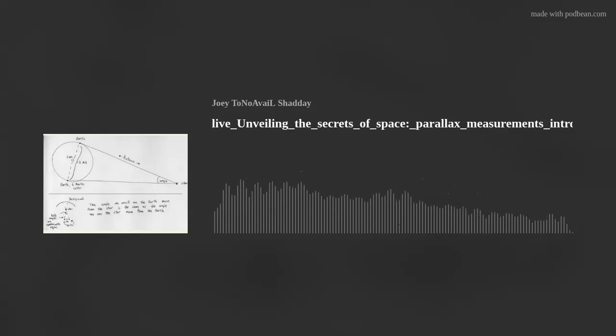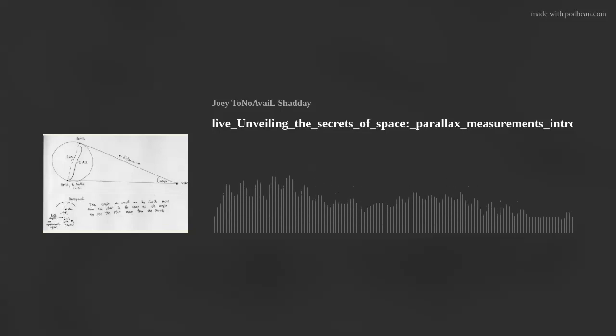Start with the basic concept of parallax. Parallax is the apparent shift in the position of an object when viewed from different locations. In the case of measuring celestial bodies, we use the Earth's orbit around the Sun to observe this effect over a period of 6 months.